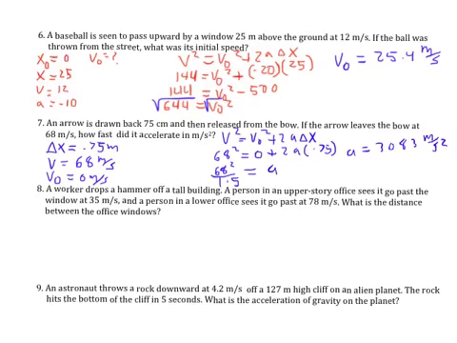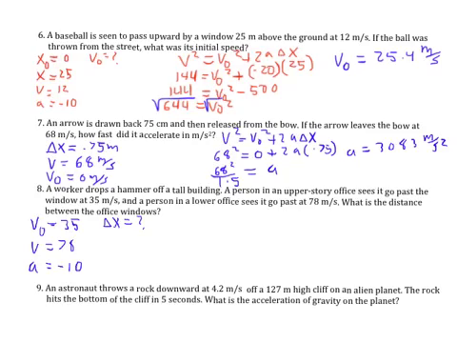A worker drops a hammer off a tall building. Ooh, not a cool thing to do. A person in an upper story office sees it go past the window at the initial velocity of 35 meters per second. A person in a lower office sees it go by at a final velocity of 78 meters per second. And I know the acceleration of gravity is negative 10. I don't know anything about the time, but what I want to know is the distance between them, so delta x is what I'm looking for.